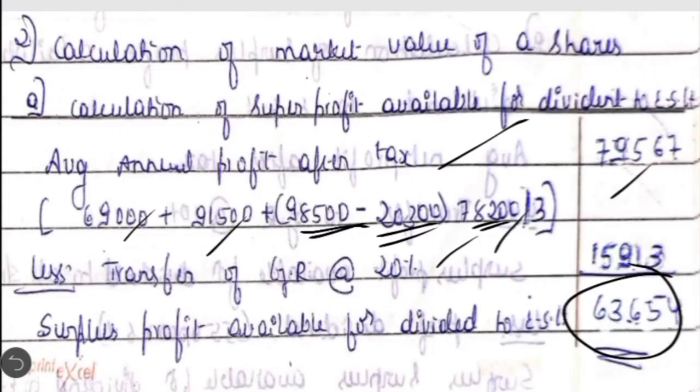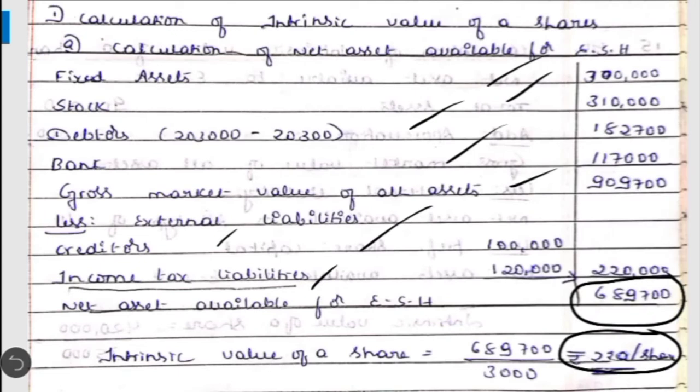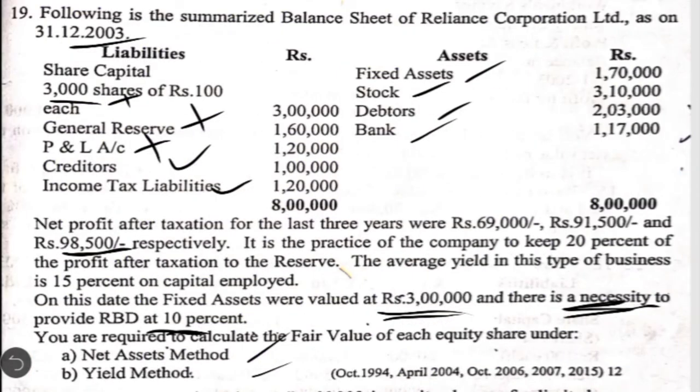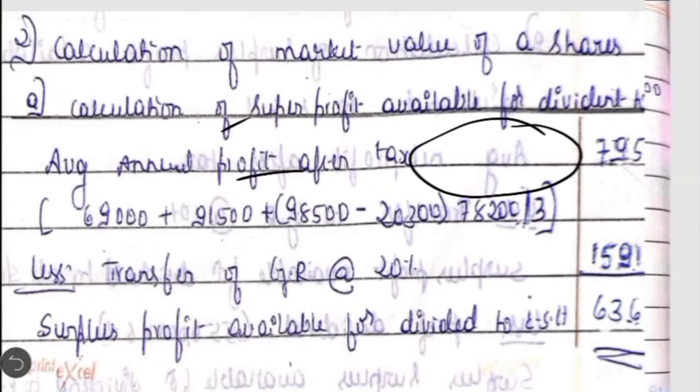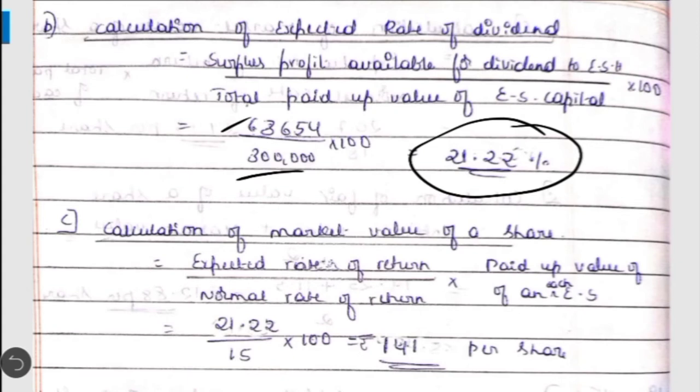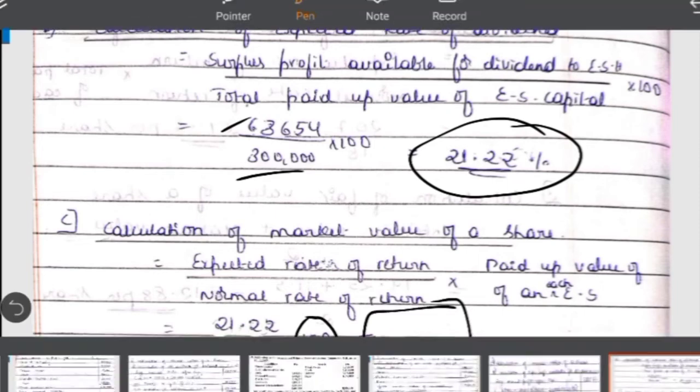In this question they have given that the normal rate of dividend in that line of business is 15% on the capital employed. So we have to consider that 15% here, and the paid up value of each equity share is 100. Okay, so now when you multiply you get rupees 141 as the market value.